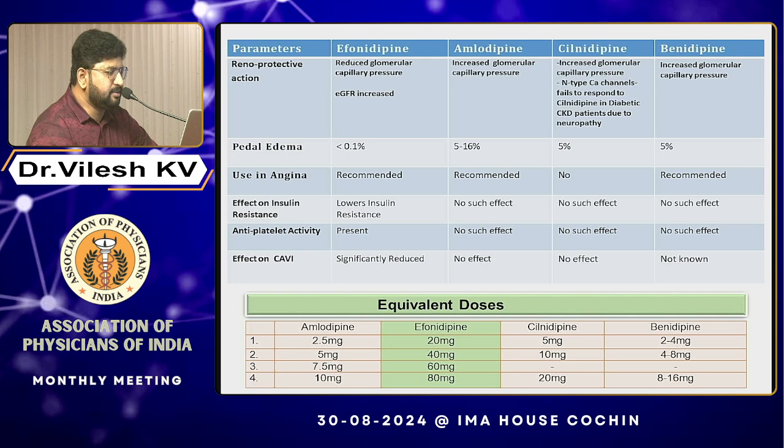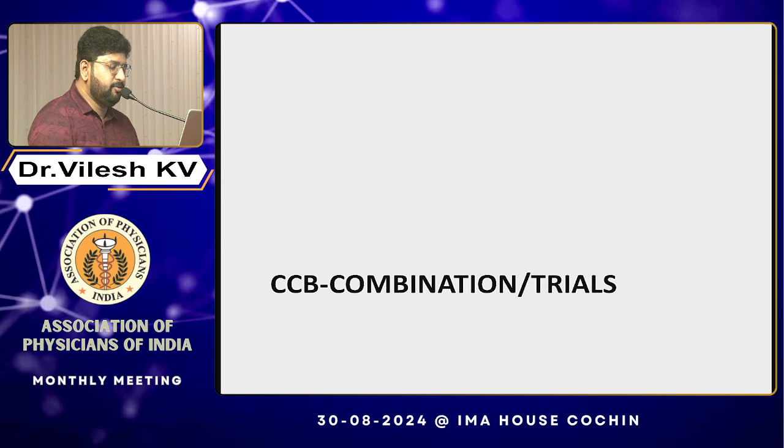The antiplatelet activity is fairly not much, but at the same time we are looking at the equivalent doses. So we should know what dose of amlodipine is equal to efonidipine, cilnidipine and benidipine. If you take the second line, 5 mg of amlodipine is equal to 40 mg of efonidipine, which is equal to 10 milligrams of cilnidipine and 4 to 8 milligrams of benidipine. So that comparison is very important. At the highest dose, amlodipine 10 mg is equivalent to efonidipine 80 mg and cilnidipine 20 mg, and respectively benidipine 8 to 16 milligrams.